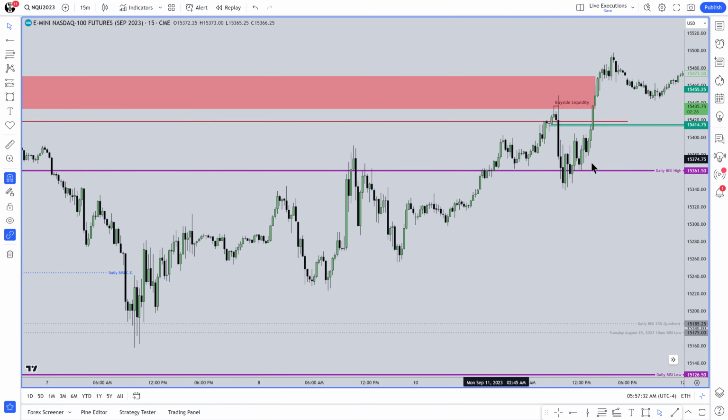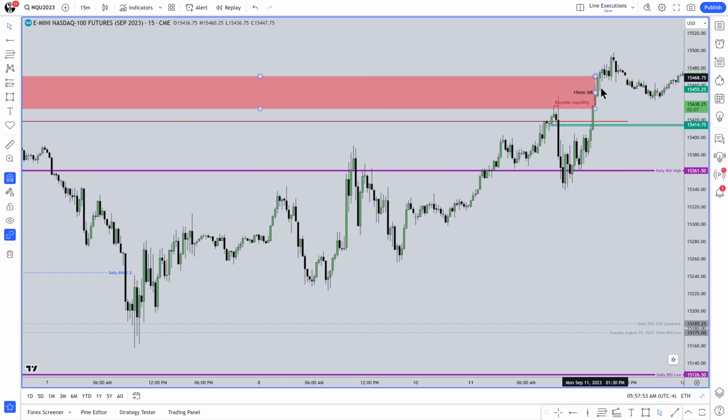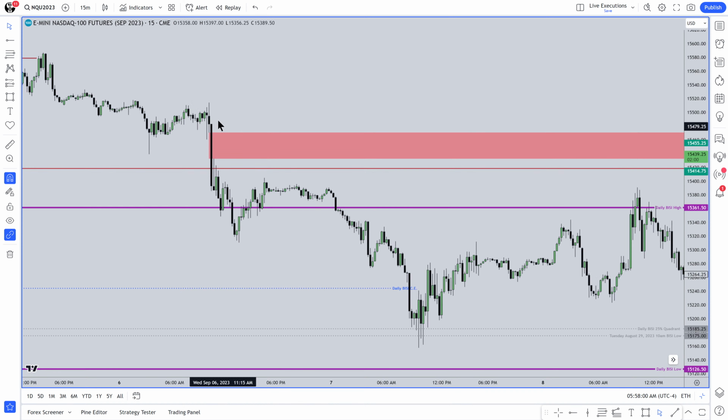Which is also why you want to annotate your chart. So you can annotate like this. Okay, so now you know what you're looking at. It's a 15-minute time frame. It's framed on a 15-minute time frame. What kind of inefficiency is it? SIBI. Why is it SIBI? Because it's a down close candle. SIBI is down close. BISI is up close.